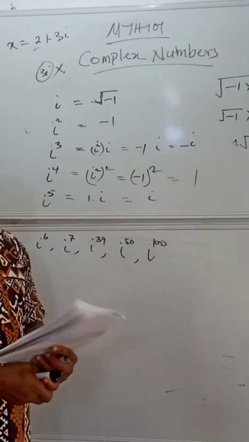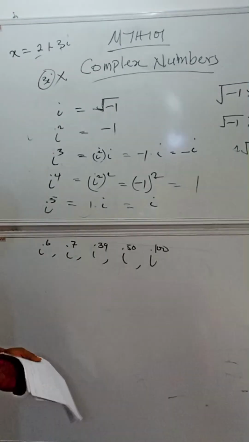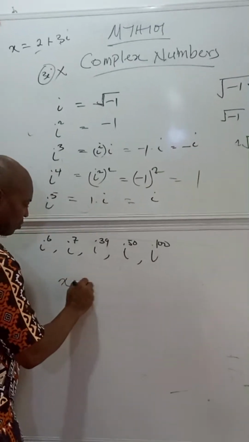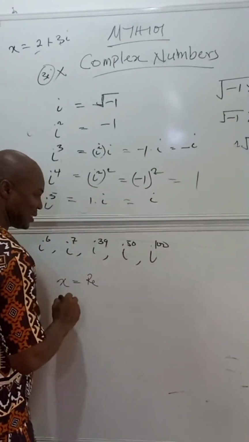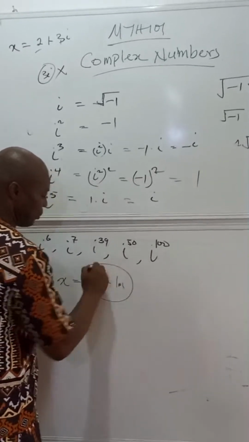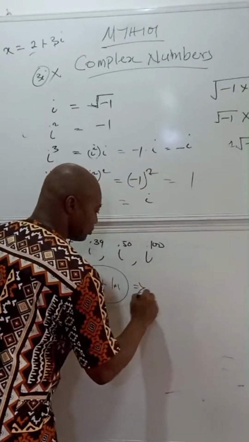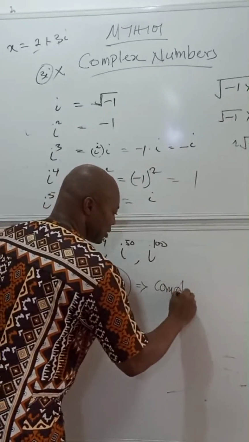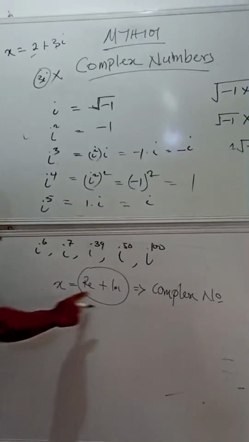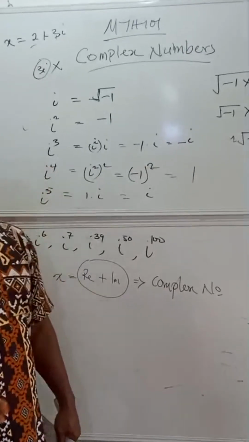Now, the next thing I would want to briefly tell you before I continue is, look at it. We have said that for it to be a complex number, it must have the real part plus the imaginary part. A combination of the real part and the imaginary part makes up the complex number.